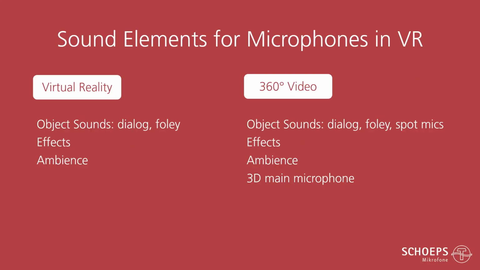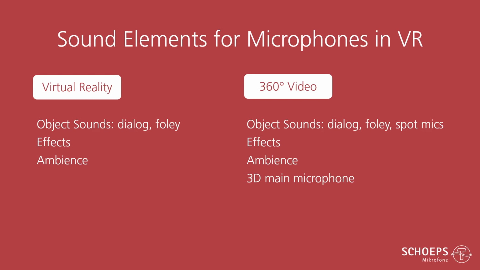And then to enhance this, you can also add spot microphones. So it's like a typical audio engineer technique that you would, for example, use for classical recordings. So you have a main microphone and spot mics. It's the same here really. And so for 360-degree videos, this is a good thing to do.